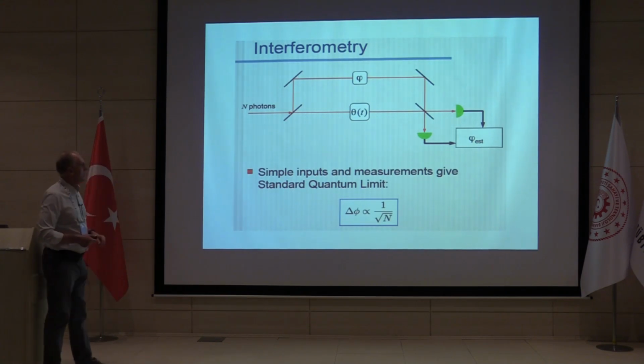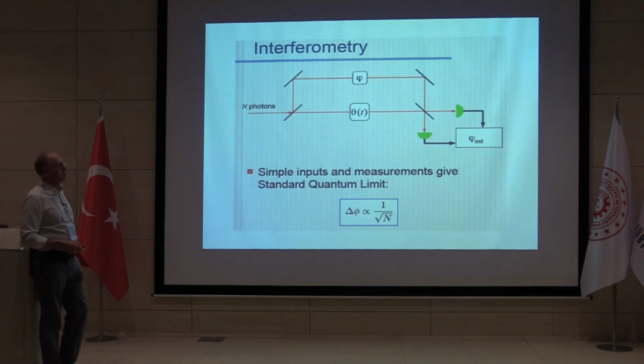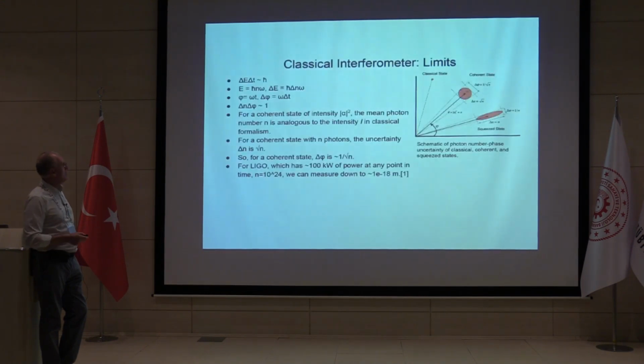Now, better interferometry. What else can you do in addition to entangling? Well, this is a conventional Mach-Zehnder interferometer, and the accuracy of evaluating the modulation of the phase is proportional to 1 over square root of n, where n is the average number of photons used for this measurement. How come?